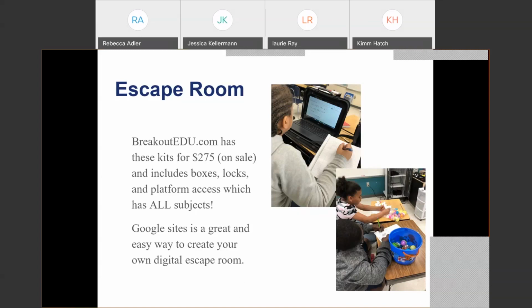There's also a thing where you can create your own puzzle with your own picture. So the kids will have to virtually put the puzzle together and then answer the question that's on the puzzle.